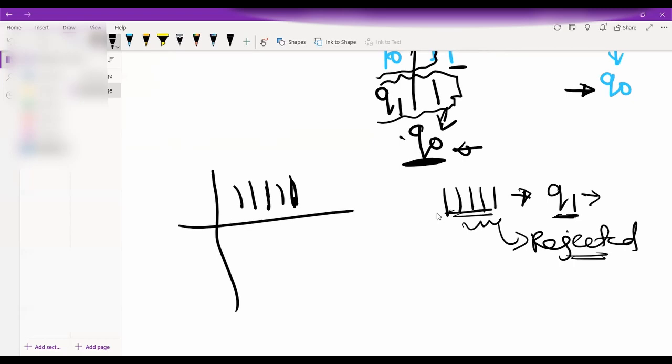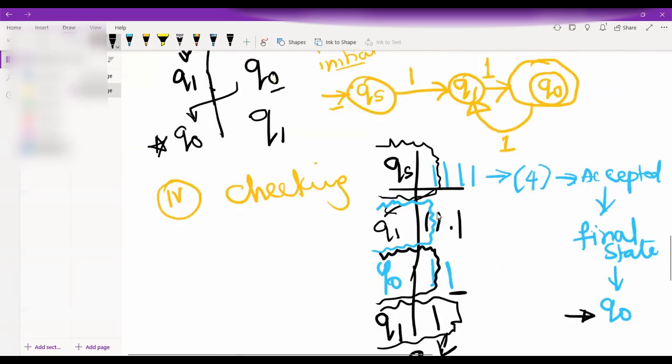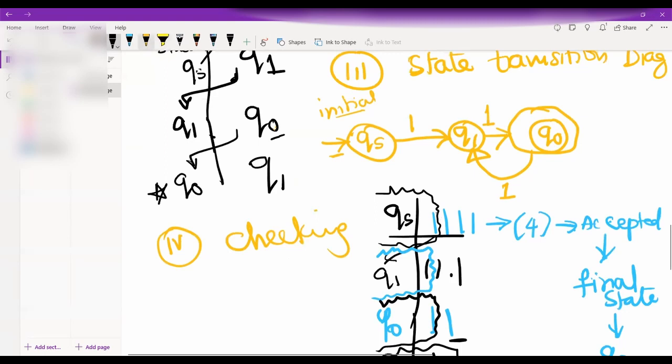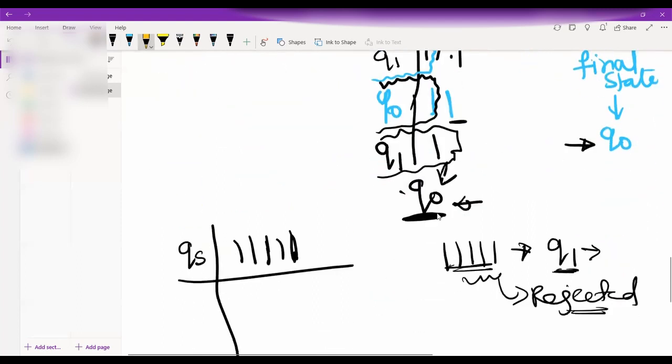So let us start. We have to start with QS. Now QS with 1, where are we going? With QS on 1, we reach Q1. So we write Q1. Now this is already done and this is the resultant state. The remaining string is 1, 1, 1, 1.